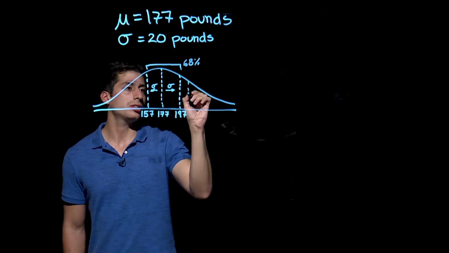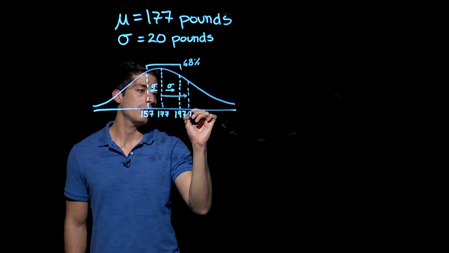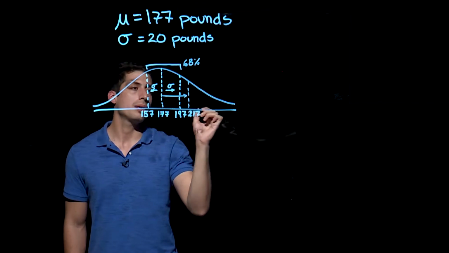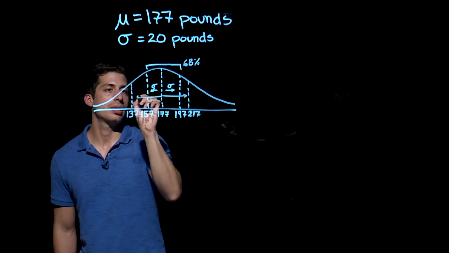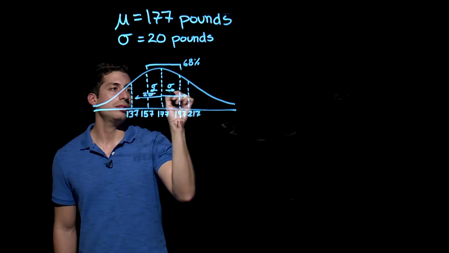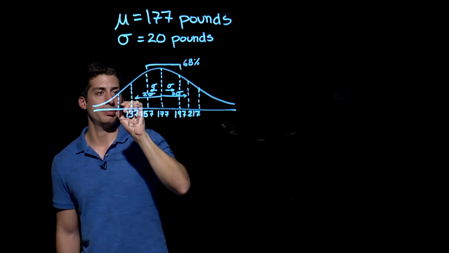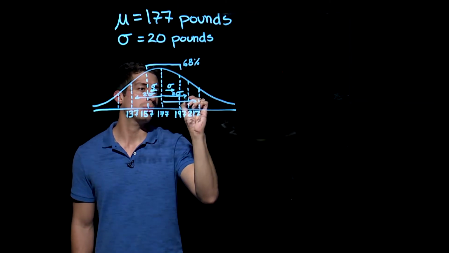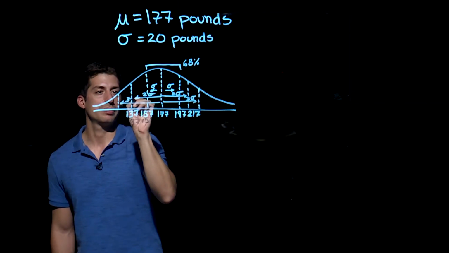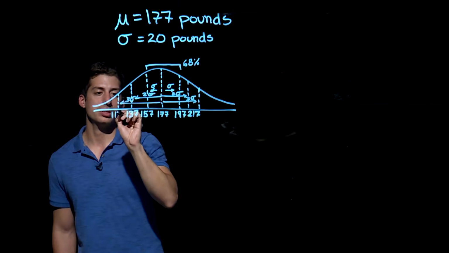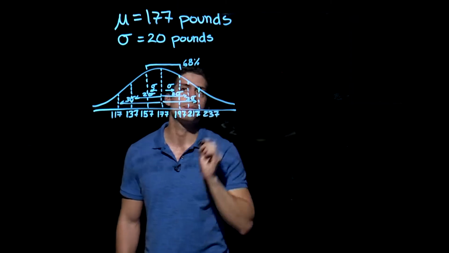If we move an additional standard deviation to the left and to the right, we have 217 pounds here, and on the other side we have 137. And this is two standard deviations, two standard deviations. Finally, let's take a third jump, and this would be 3 standard deviations to either side. So we end up here with 117 pounds, and on the other side we have 237 pounds.